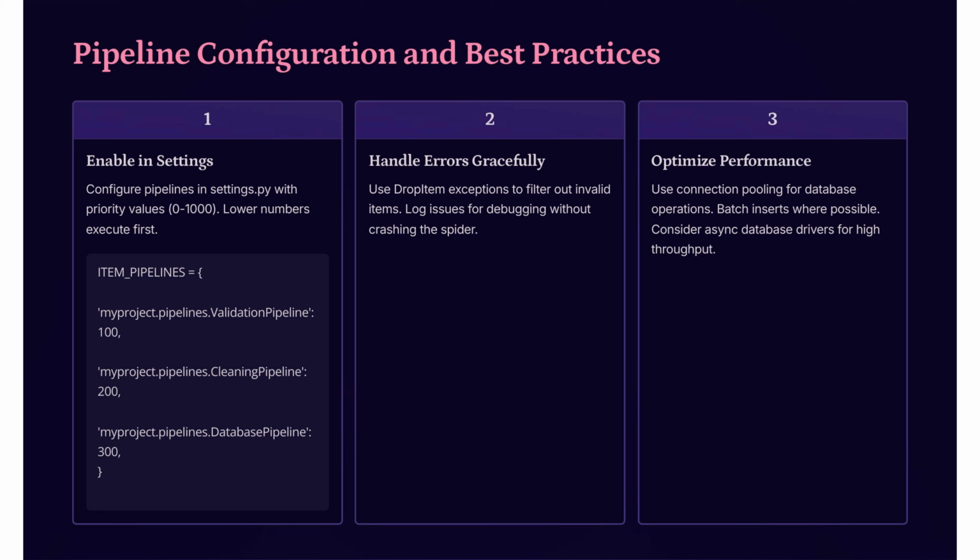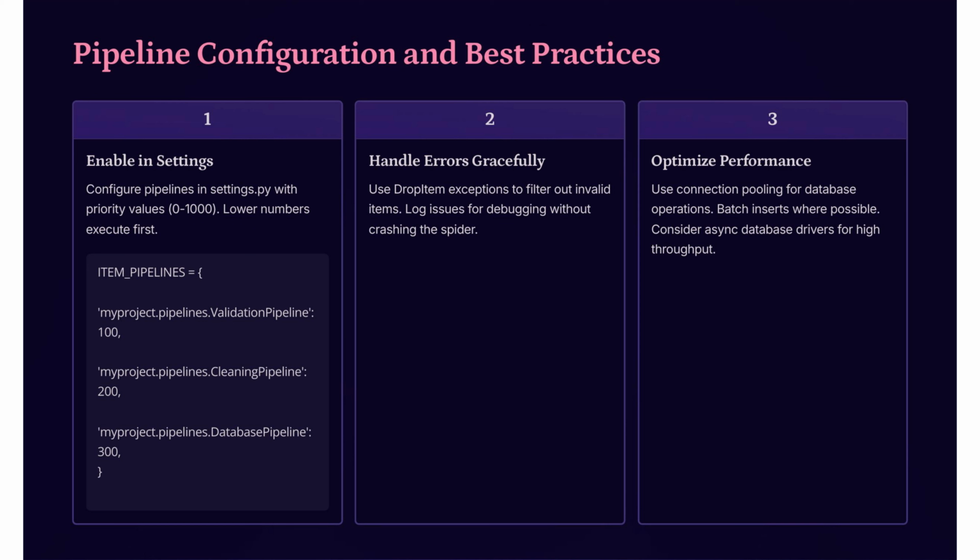Configure item pipelines in settings.py with priority values, ensuring lower numbers execute first. Handle errors gracefully using DropItem exceptions to filter invalid items and log issues for debugging. Optimize performance by employing connection pooling, batching inserts, and considering asynchronous database drivers for enhanced throughput.